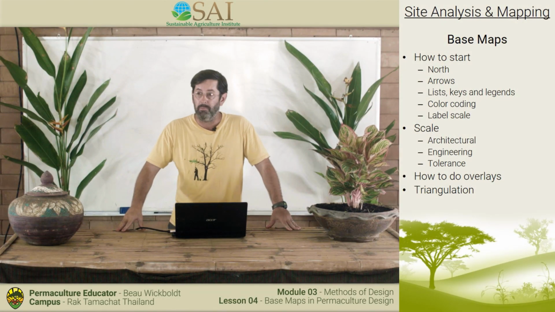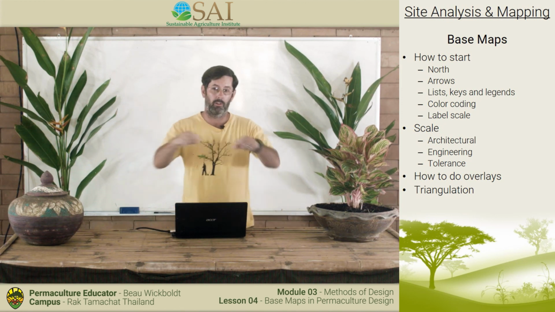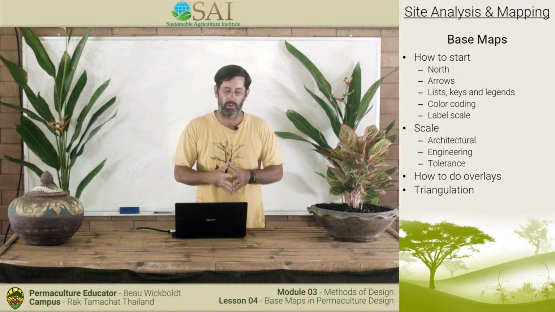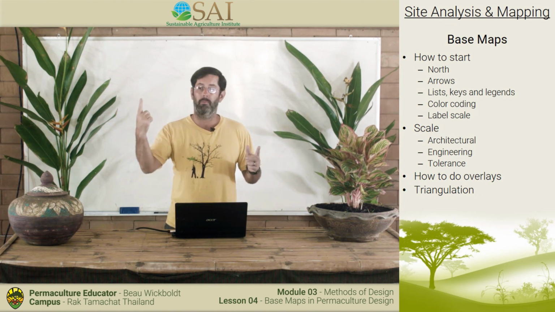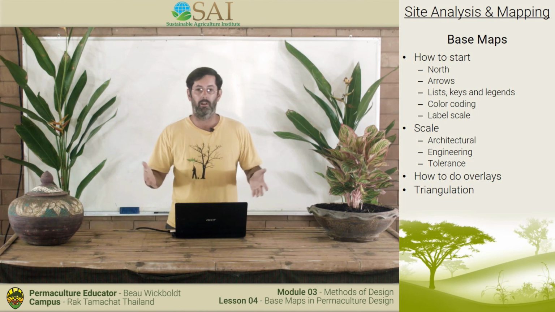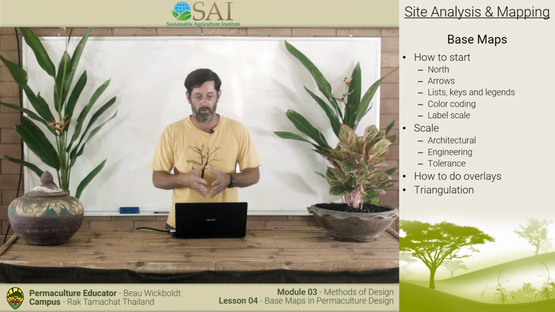Okay, base maps. So just reviewing there a little bit. How do we start? You draw your map. You're going to have whatever perimeter that you have, whether it's square, rectangle, or anything like that. You need to have an arrow typically pointing north. That's how most people are going to present all maps.